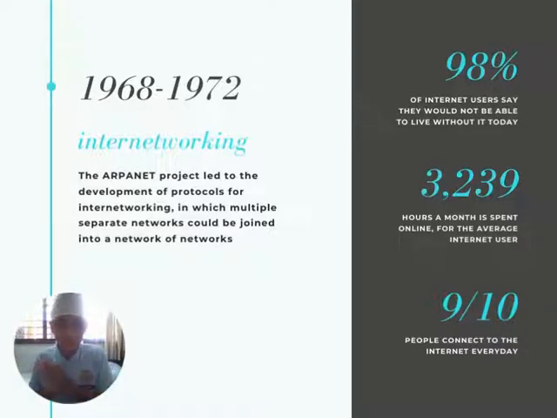1968 to 1972. What is happening during that time? During this timeline, 98% of internet users say that they would not be able to live without it today. This was the time when, basically, if we don't have internet, we can't live. This is the 2022 generation. I am 12 years old right now. If I don't get my daily dose of internet, I can't live. That's not even a hyperbole. That's kind of true, bro.